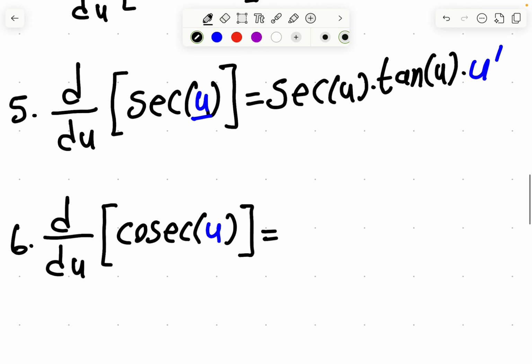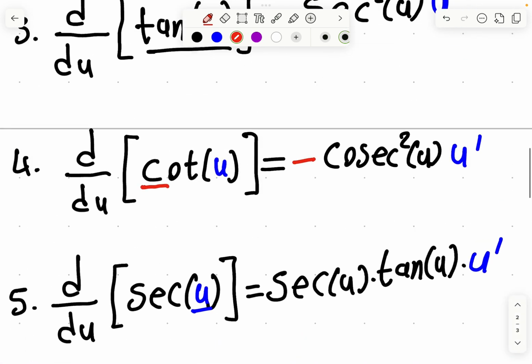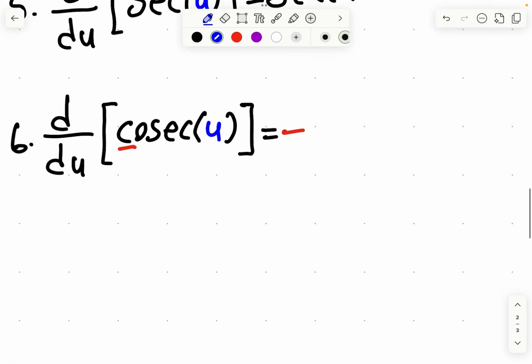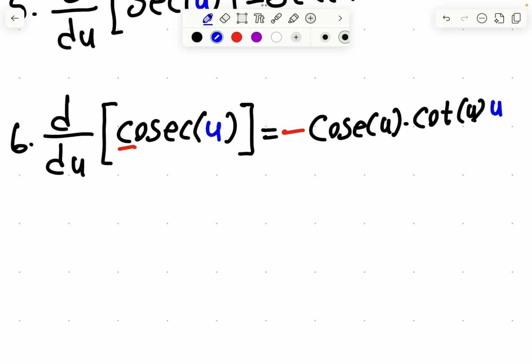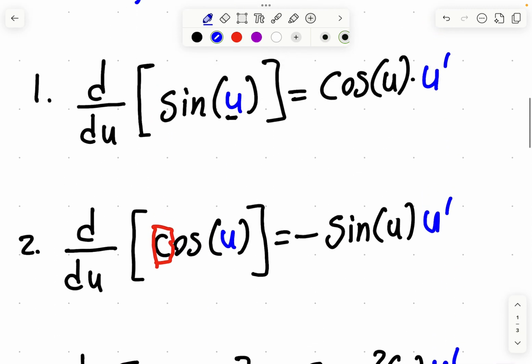So let's talk about the derivative of cosec. Remember, whenever it starts with c, your answer is going to be negative something. So it's the same pattern as sec u. The derivative of cosec u is going to be negative cosec u multiplied by cot u, multiplied by u prime. So these are the trig functions that you must keep in mind.